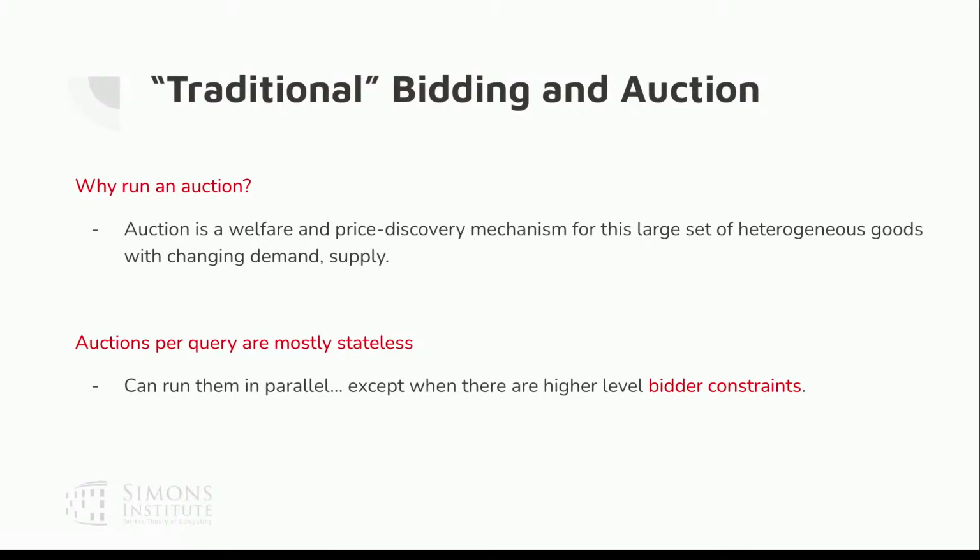It's a welfare and price discovery mechanism in this highly dynamic, decentralized setting with a very large set of heterogeneous goods, from the math tutor to a law firm. And the demand and supply change over time. Now with this background, you can imagine that the auctions are mostly stateless, in the sense that when a query comes in, we can do all this process and show an ad, and you can do all this in parallel across all these queries. But what I'm going to talk about now is how all of these auctions tie into each other through some higher level bidder constraints.